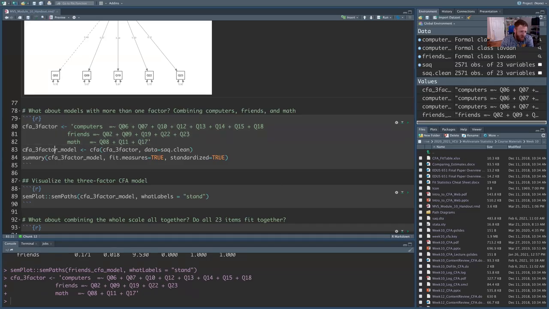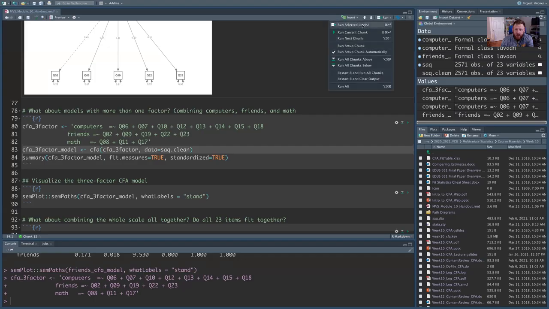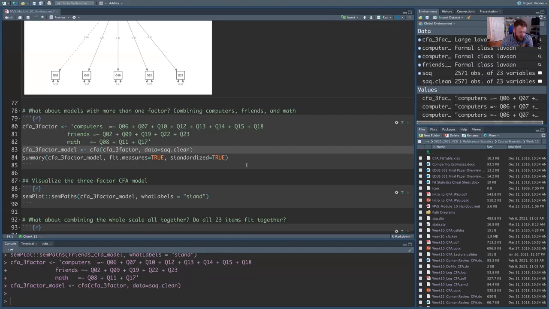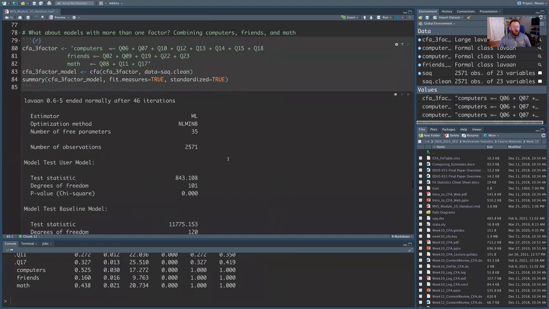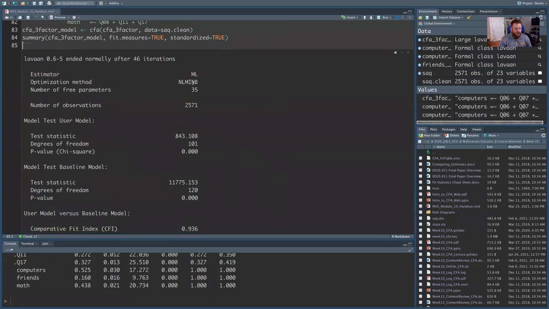So then we can fit a model, CFA 3-factor model. Again, it's a CFA using the CFA 3-factor model specifications, the same data set. So we run that, run selected line. You can also do control enter is another trick for that. And then we'll get a summary and estimates of this correlated factors model.